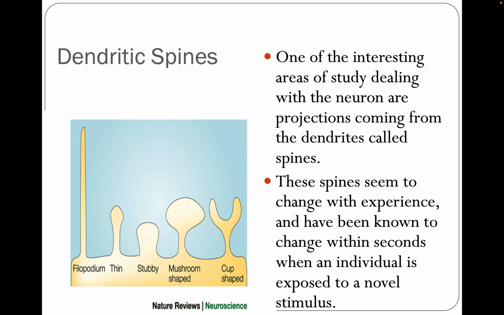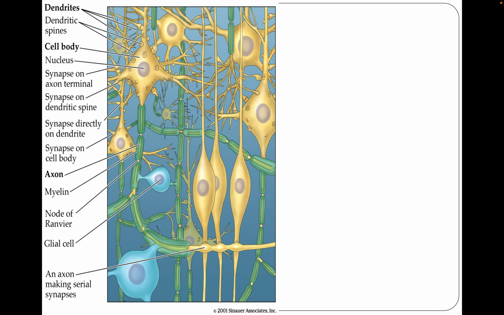One of the interesting areas of study dealing with the neuron are projections coming from the dendrites called spines. These spines seem to change with experience and have been known to change within seconds when an individual is exposed to a novel stimulus. And as you can see, they come in all shapes and sizes. These are the dendritic spines coming off, and as you learn new material, you get a new dendritic spine, and now that information is being structured in a way so that you can remember it.